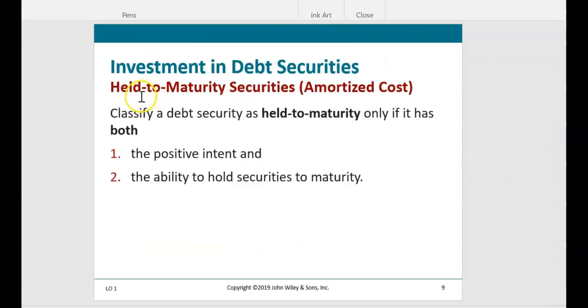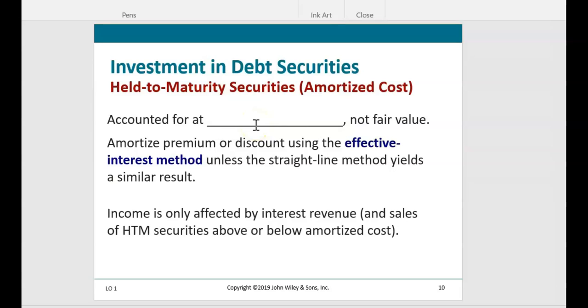Let's start by looking at the accounting treatment for held to maturity securities and walk through some examples. We classify a debt security as held to maturity only if the company has both the positive intent, in other words, the intention of holding that security until maturity, and the ability, meaning it's not going to run out of cash and need to sell these investments. Held to maturity securities are accounted for at not fair value. Do you remember what they are from 2 slides ago? They're accounted for at amortized cost.